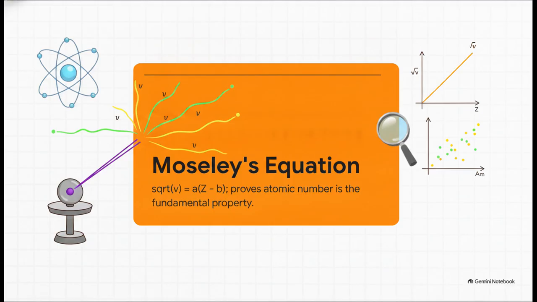Plotting it against atomic mass did not. So this equation, the square root of ν equals a times (Z minus b), is the ultimate empirical proof that atomic number is the fundamental property of the elements.